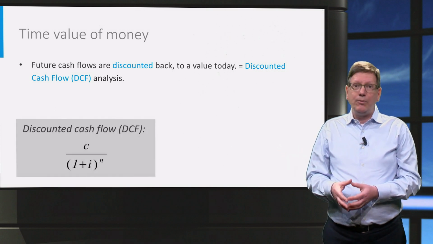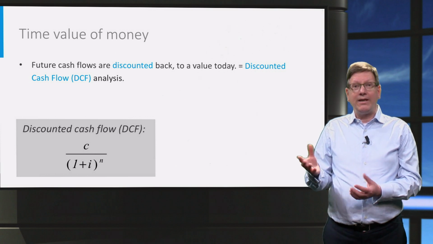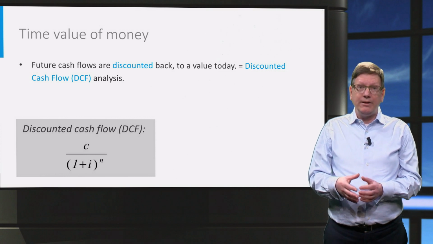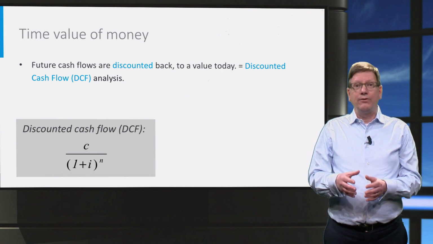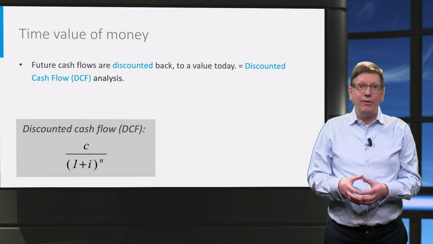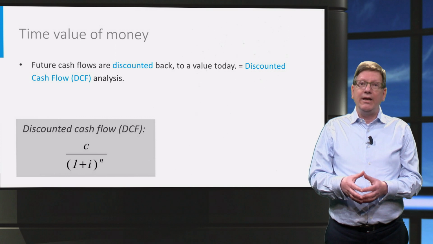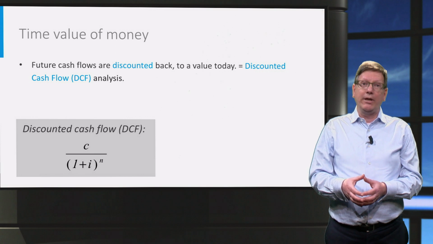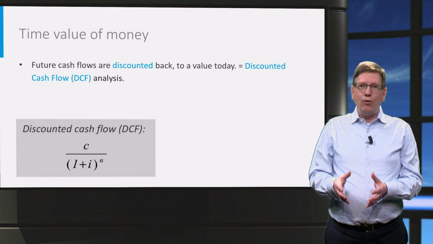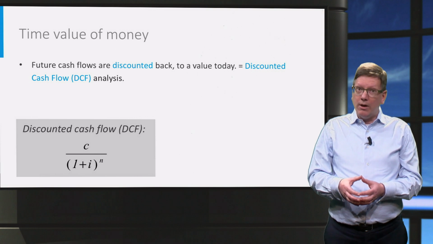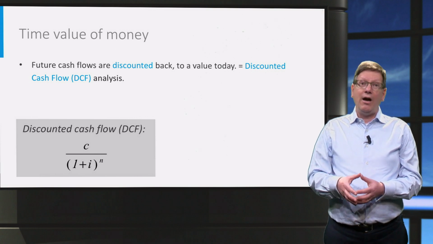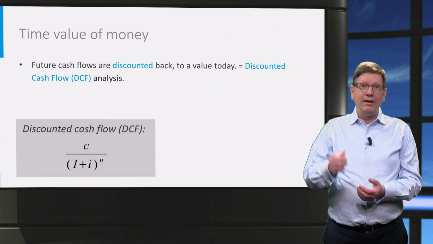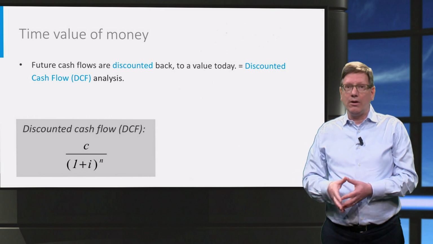The formula we apply is as follows. We take a cash flow and we divide that by 1 plus the interest rate, and then we do that to the power of the number of periods we have to wait. So I is the prevailing interest rate, N is the number of periods we have to wait. In this formula, the present value is lower if the divider is higher. The divider will be higher if the interest rate is high and if the period we have to wait is longer.